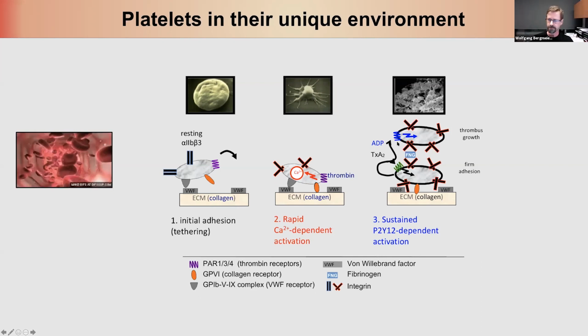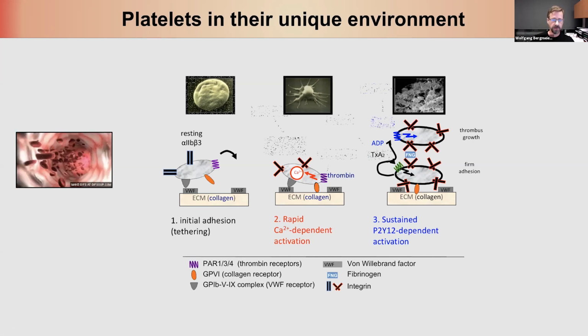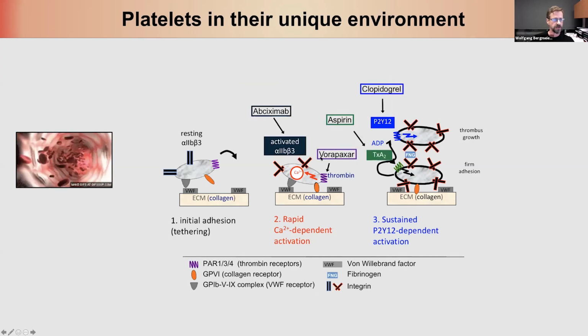growing plug. Now for the recruitment of additional platelets, we need second wave mediators. We just heard about those, ADP and thromboxane, released from platelets, working in an autocrine and paracrine fashion to sustain activation signals. Why is this all important? Well, because we can interfere with certain aspects of this cascade in order to prevent thrombotic complications.